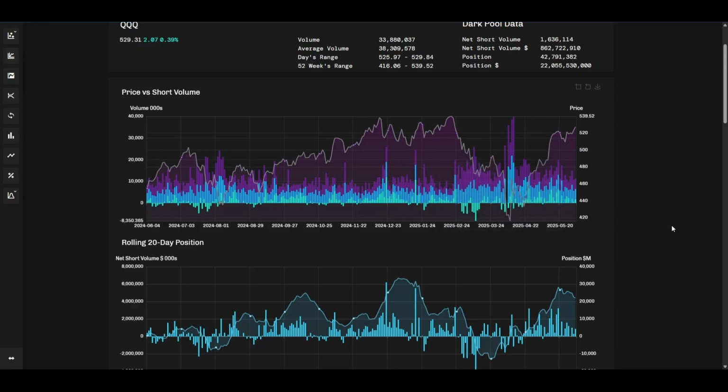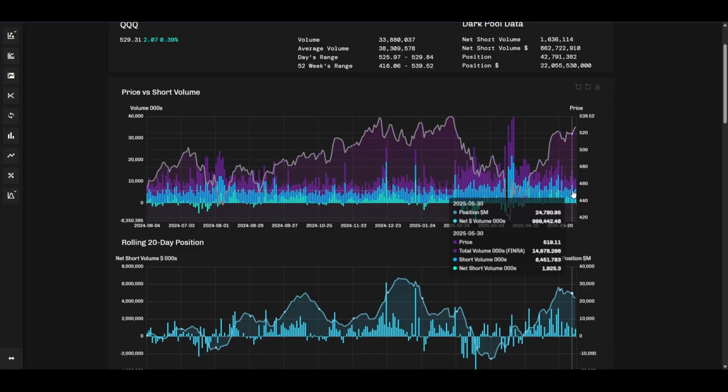Now, this does not mean anything specifically, since we all have this. These are the net positions, we have net short positions, you can see right here. We have just the price in general, the total volume. We have the positions in terms of market cap, in terms of millions of dollars, and you have the net dollar volume in terms of dark pools.